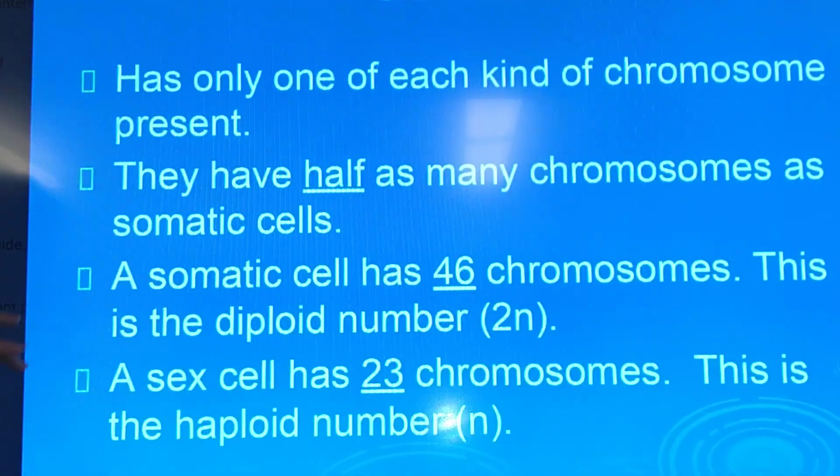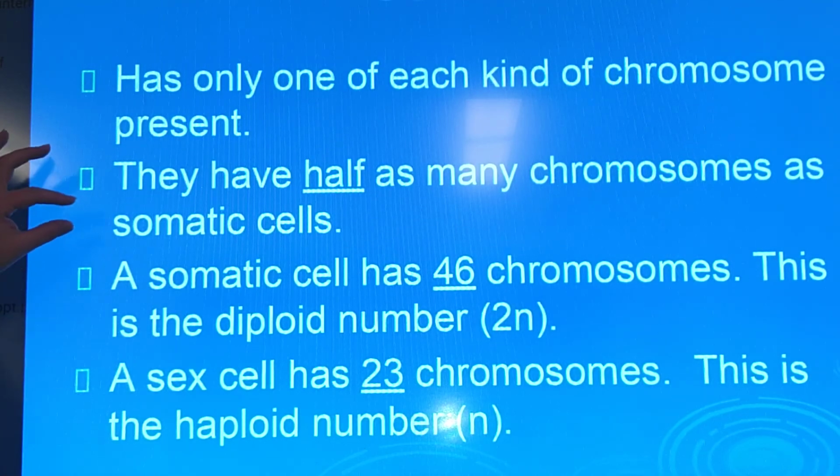So sex cells have one of each kind of chromosome present. You might get a chromosome for height from dad and a chromosome for height from mom, but you'll have one from each parent. They have half as many chromosomes as the somatic cells. Remember, somatic cell means body cell. That's just like your muscle cell, your heart cell, your skin cell.